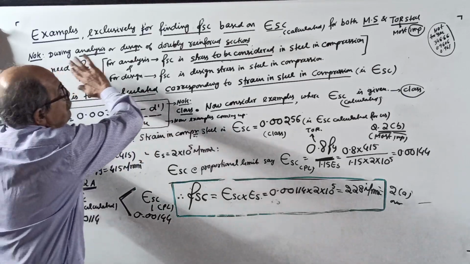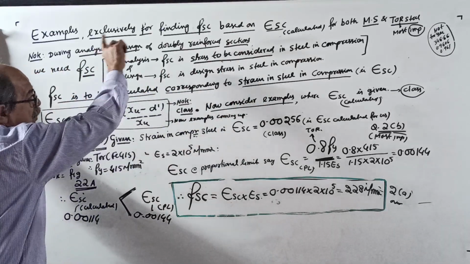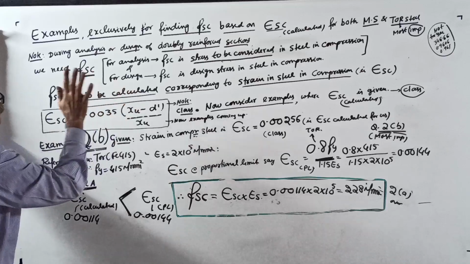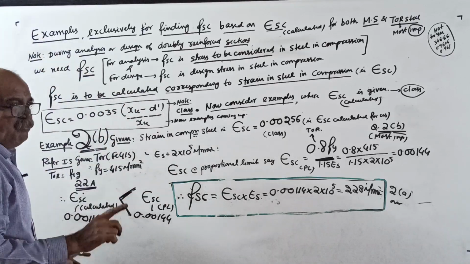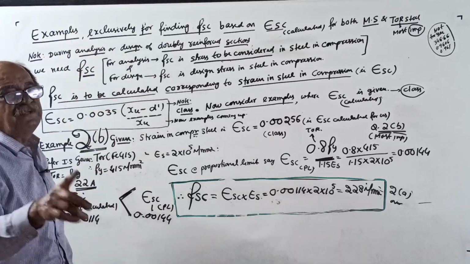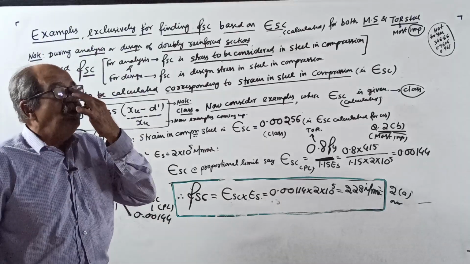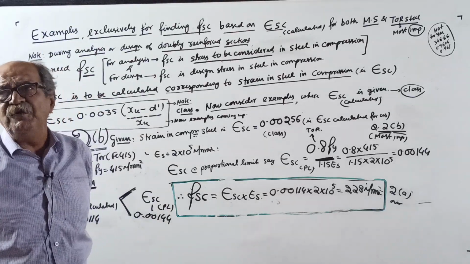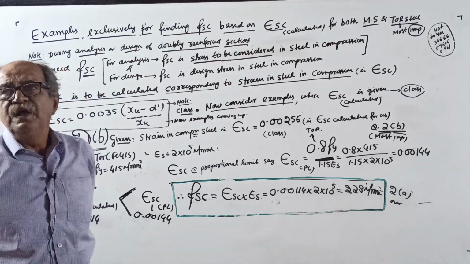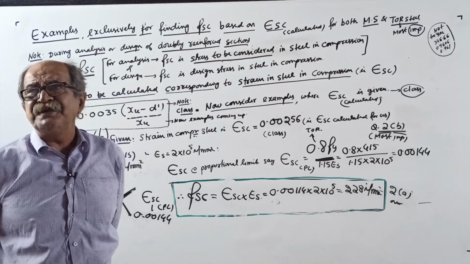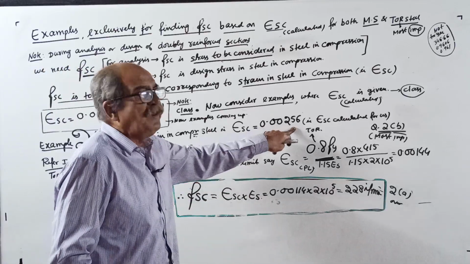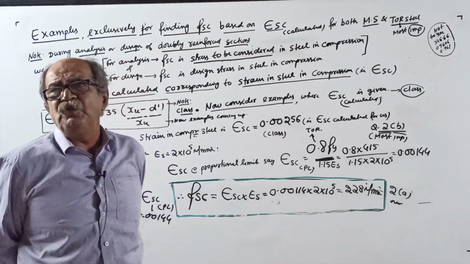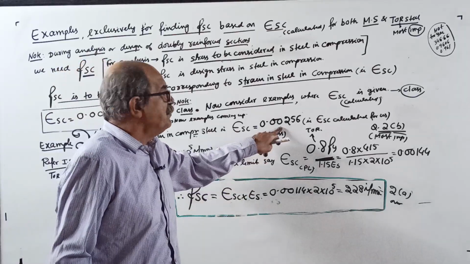Now see, some portion I have to remove now here. So once I write everything, I will remove. So every time you start from here only. Every time start from here. Four times write. Okay. Find FSC. What is FSC? I will not tell. If strain in compression steel calculated value is 0.00256. Usually when you calculate, up to 2 zeros will come, guaranteed.